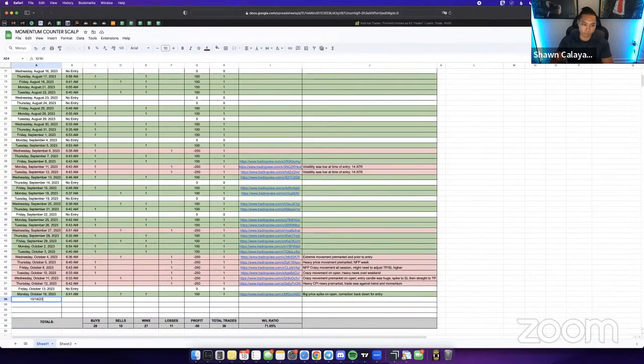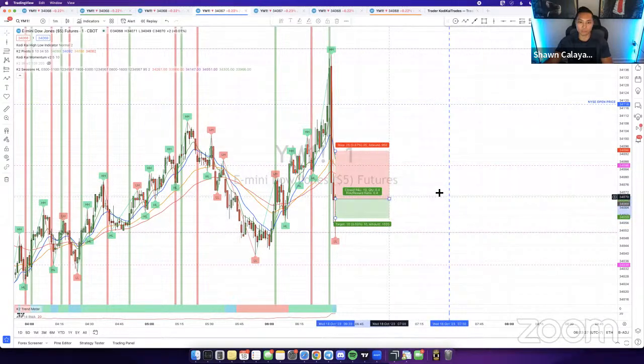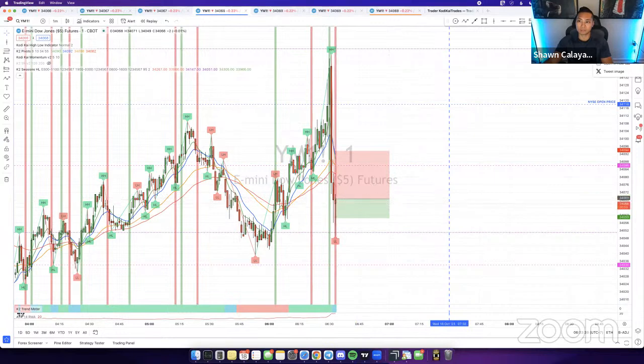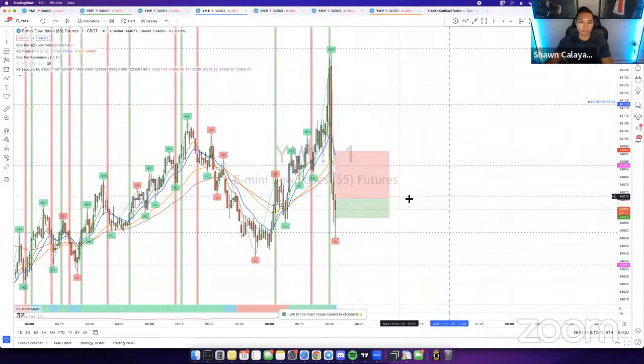And full TP right there. So if anybody took the trade right there for the momentum counter scalp, it went straight to full TP. It was a really risky trade. I wouldn't have taken it, but it did hit if you guys did decide to take it. So the momentum counter scalp just ran right there.